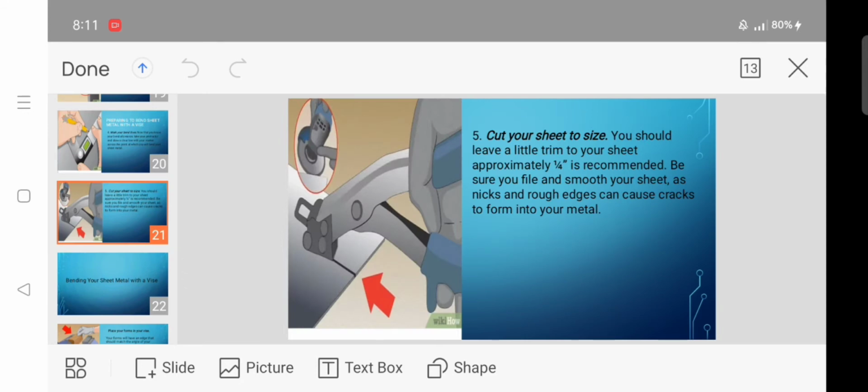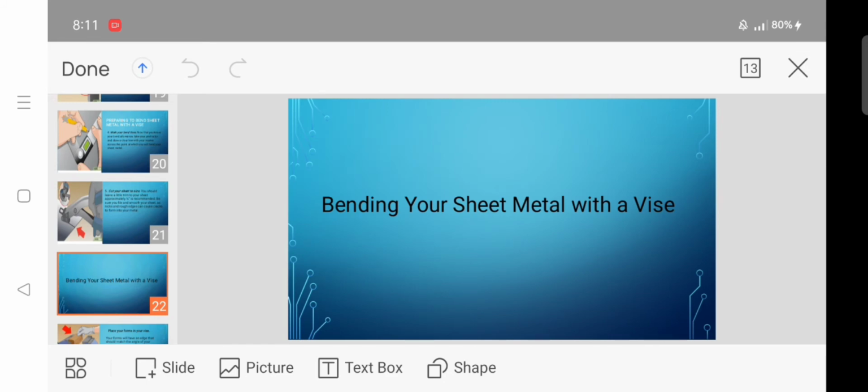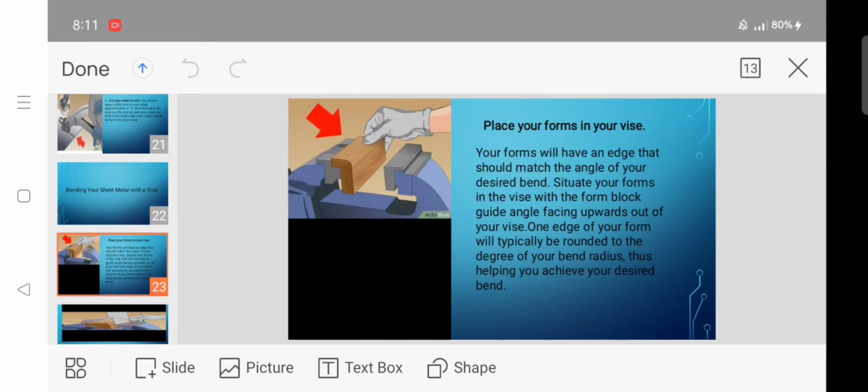Second is cut your sheet size. You should leave a little trim on your sheet, approximately 1/4 inch is recommended. Be sure to file and smooth your sheet, as nicks and rough edges can cause cracks to form in your metal.